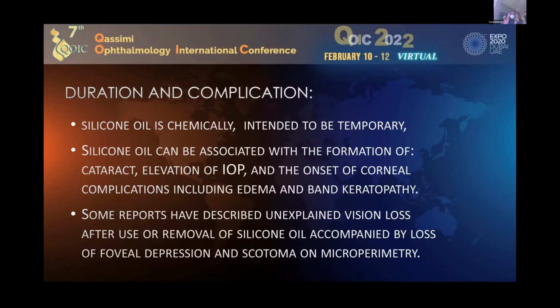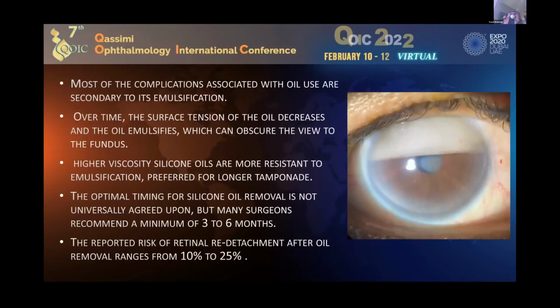There have been some reports of unexplained visual loss after silicone oil, accompanied by loss of the foveal depression and scotomas. Most surgeons would remove oil between 3 to 6 months, and most of the time we use 1000 centistoke. If you develop any of the complications, specifically emulsification, which gives you the classic inverted hypopyon, then it's time to remove the oil. But every time I remove the oil, I sit with the patient and tell them about the reported risk of redetachment of up to 20%.